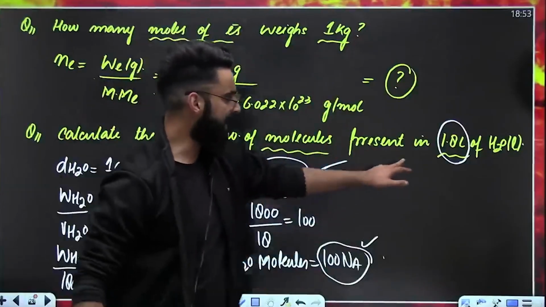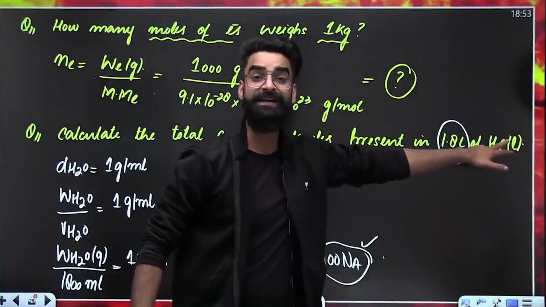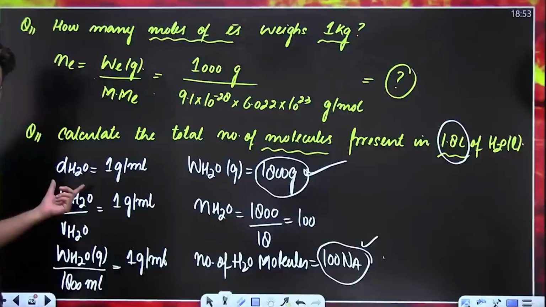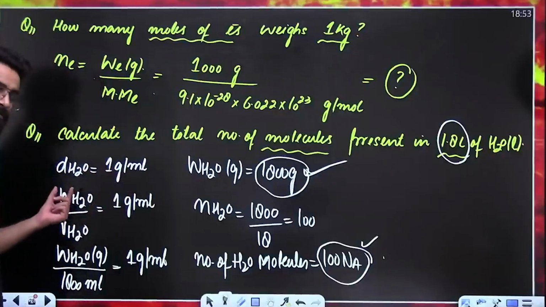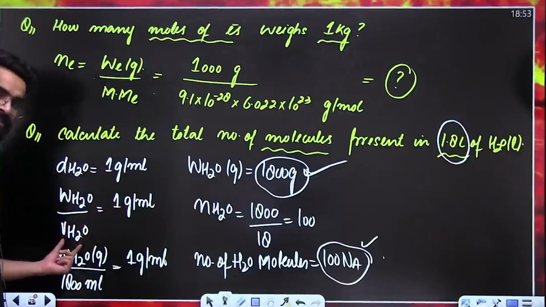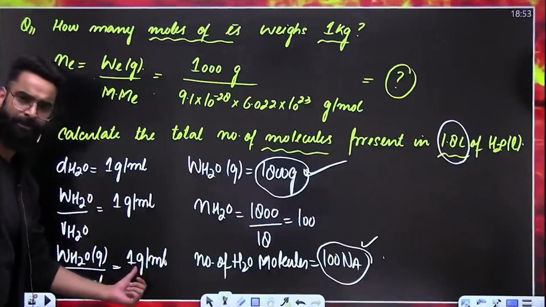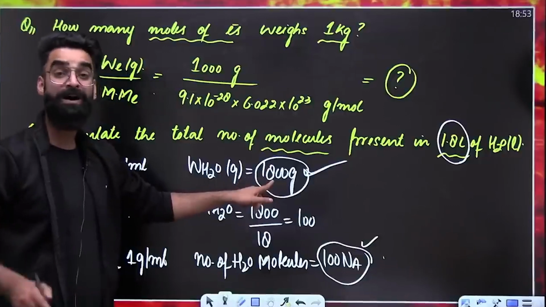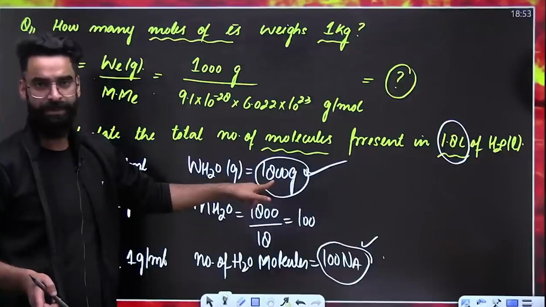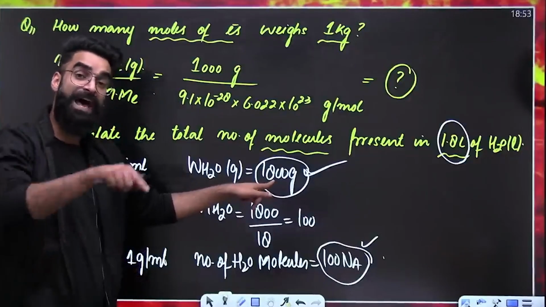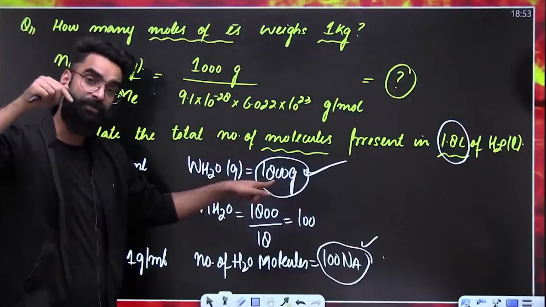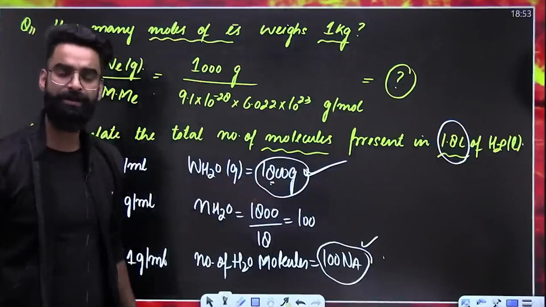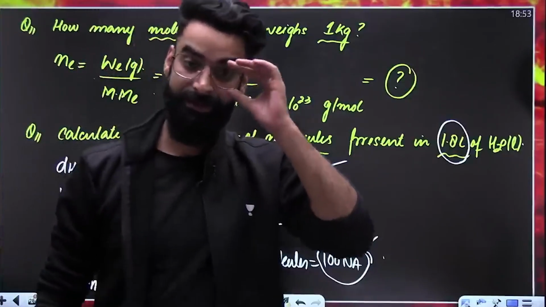What I told you: whenever the given substance is not in gaseous state but in liquid state, convert its volume into mass by using density. Density of water is 1 gram per ml. Density means mass by volume. Volume is given, so we got the mass of water. Imagine we are given the mass of the substance and have to calculate molecules. You start from mass and reach molecules in that diagram. First mass divided by molar mass gives moles. Moles multiplied by Avogadro's number gives molecules. That's all.